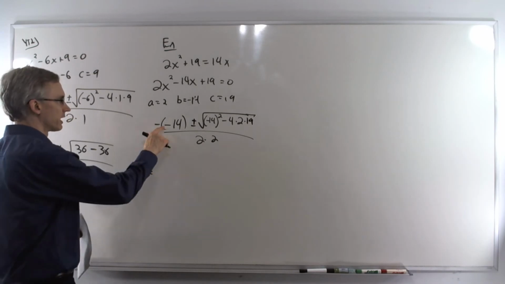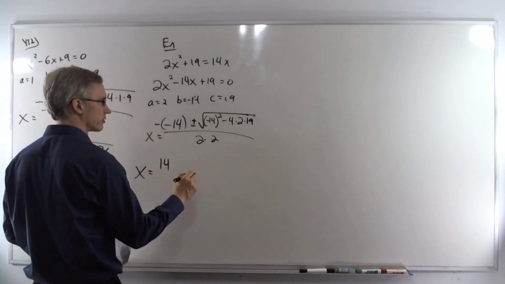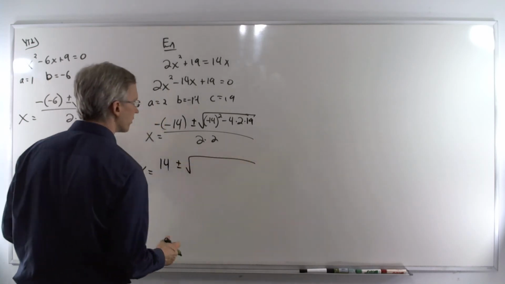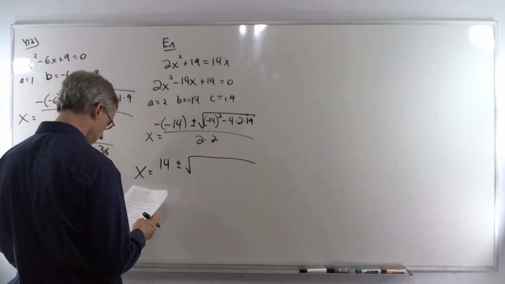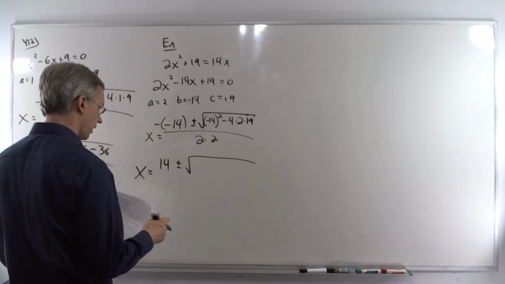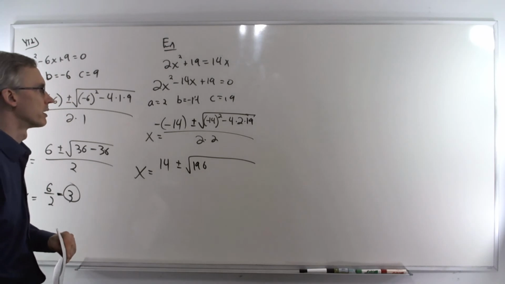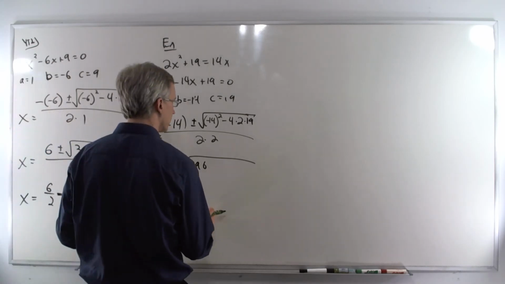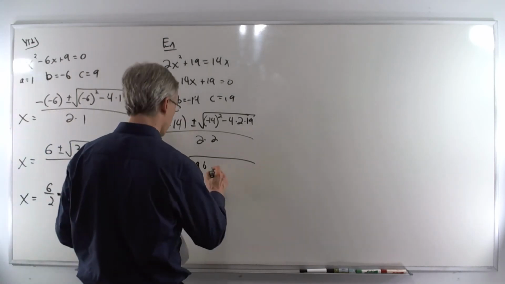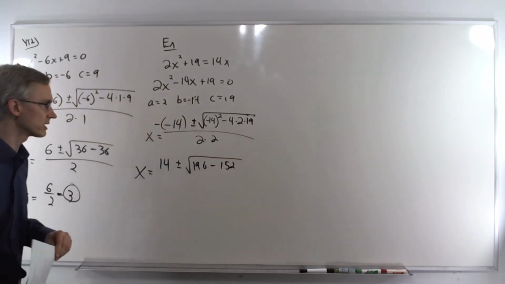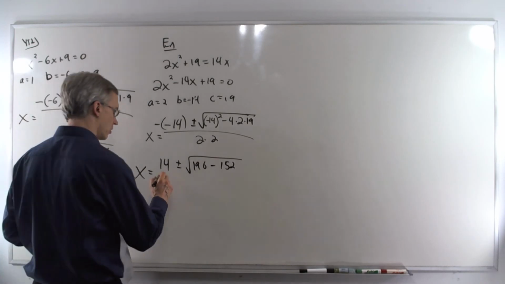So simplifying, negative and negative is positive, so we get positive 14 there, plus or minus square root of, see, 14 squared was 196. Yeah, 196. And then we got 4 times 2 times 19. That is 152. So underneath the radical, we got 196 minus 152, all over 4.